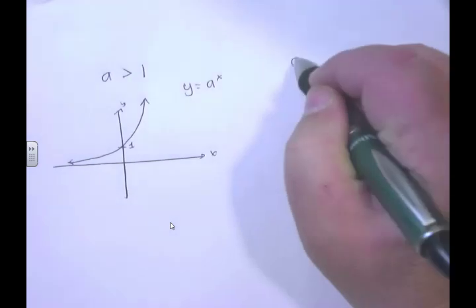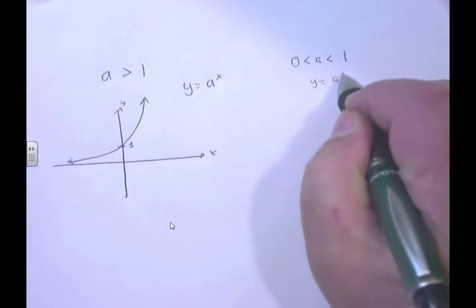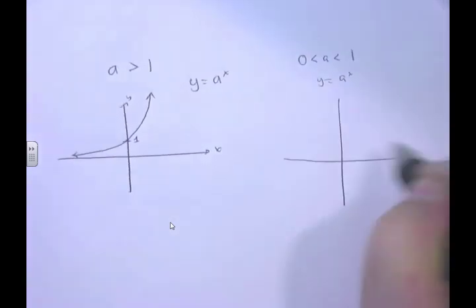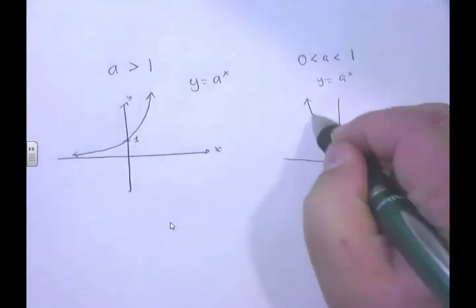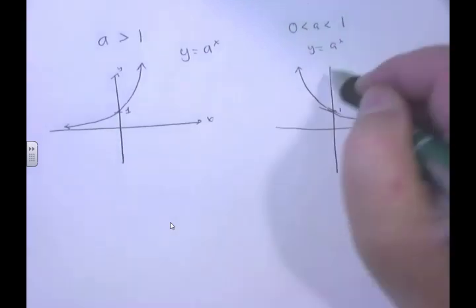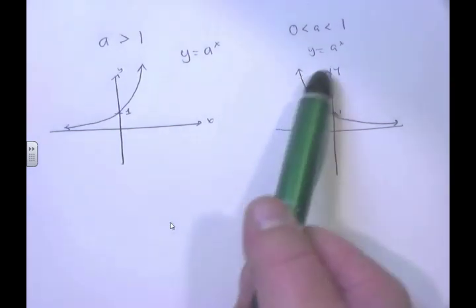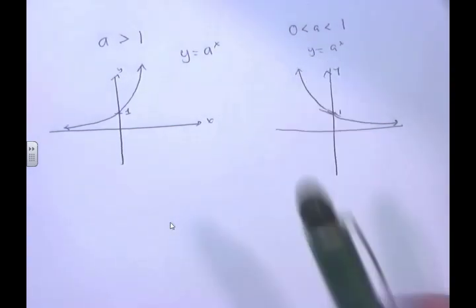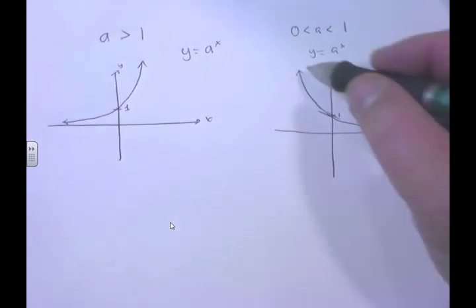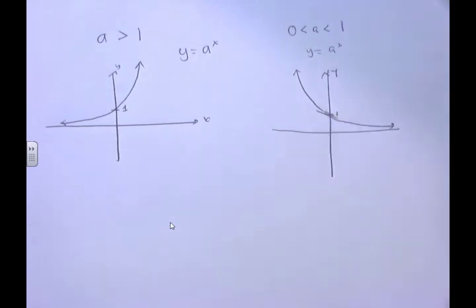Okay? However, if your base is a fraction, and you have y equals a raised to the x, it would look like this. A complete reflection across the y-axis of the graph. We would call this a decay graph. So when you want a decay graph, you want your base to be a fraction, somewhere between 0 and 1, because that's going to make, as x gets bigger, the amount gets smaller and smaller and smaller going towards 0. Does that make sense? This is a decay graph. This is a growth graph.